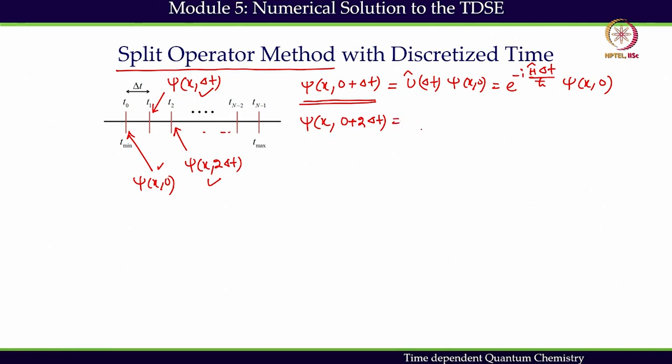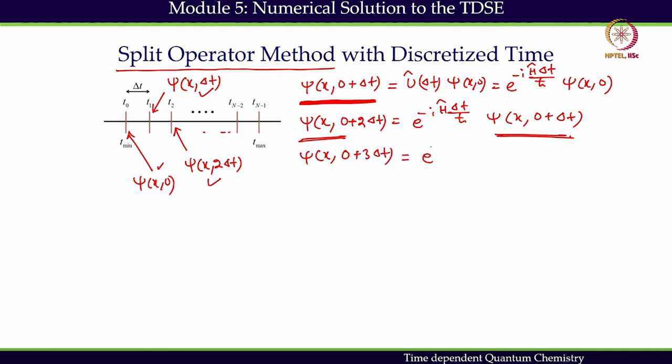It will keep propagating in time, and that's what we are writing here. So this is going to be e to the power minus i H delta t by h cut, then here I will write psi(x, 0 + delta t). This has now become the initial wave function for the next step of propagation. Similarly, I will be able to write psi(x, 0 + 3 delta t) as e to the power minus i H delta t by h cut, psi. In this case, this wave function would be my initial wave function for the third step propagation, which is going to be psi(x, 0 + 2 delta t), and so on. This way we can propagate.